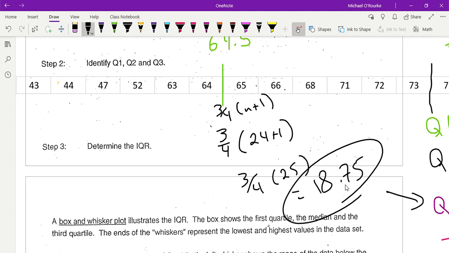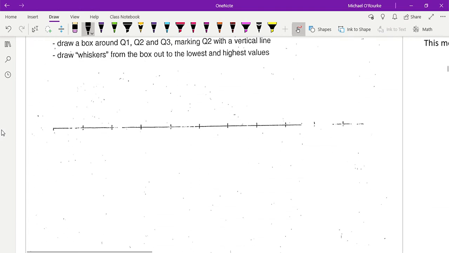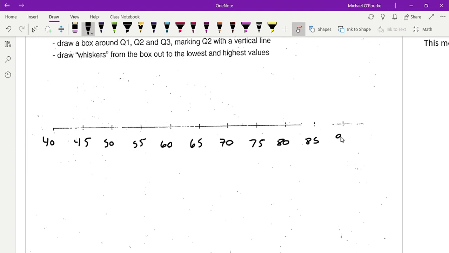So what's our lowest value? 43. Our highest value is 93. So realistically, I would start here. Now, what your numbers are, it doesn't matter. But 40, 45, 50, 55, 60, 65, 70, 75, 80. Maybe have to count out loud, stop judging me.